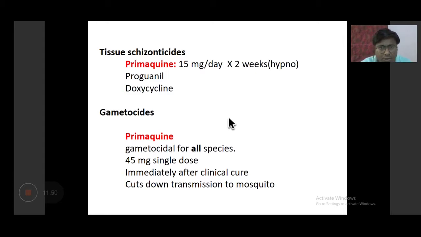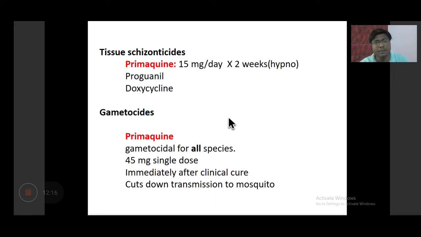So if you see tissue schizonticides, which are the drugs, amongst those we just saw, that can penetrate the tissue and kill the parasite? Primaquine is the drug there, and hence it is very, very important. Here the dose is mentioned: 50 milligram per day for 14 days. These tissue schizonticides are actually responsible for relapse because they are there in a dormant phase.